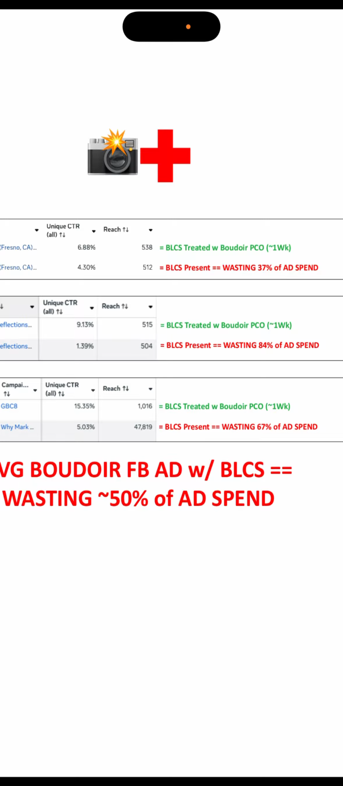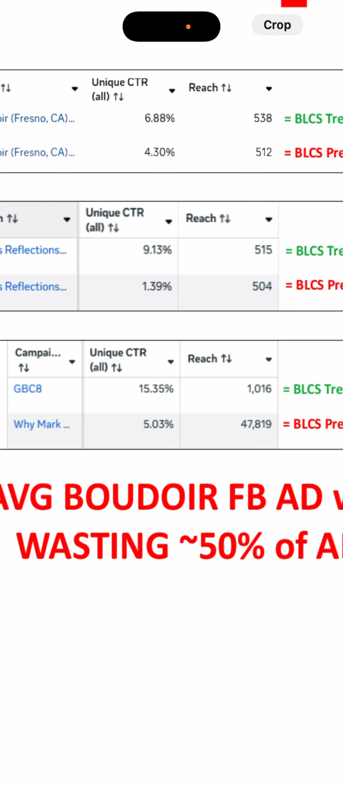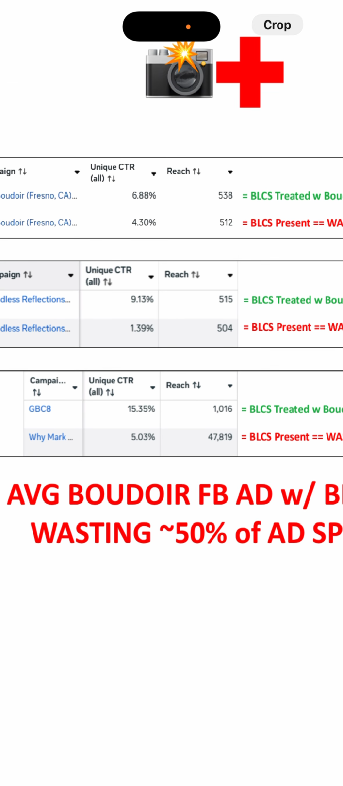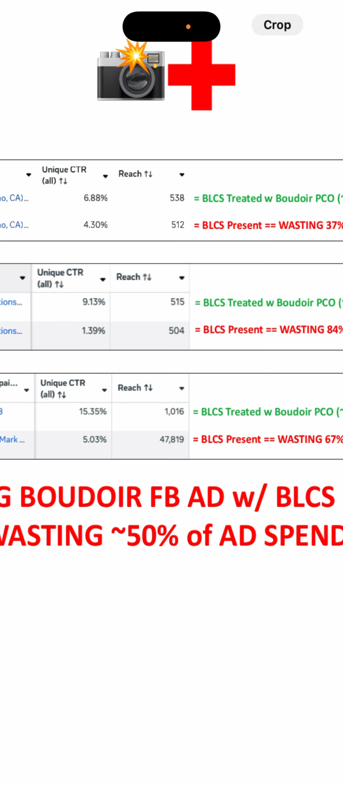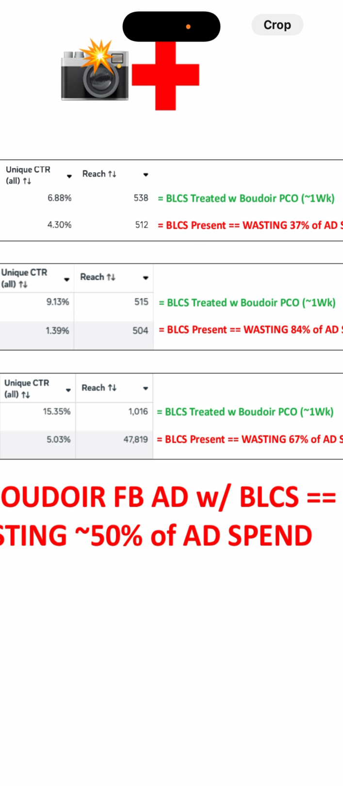It's literally $8,400 a month bonus profit every single month, 100 grand in the next year. Finally had a patient, his unique CTRL for his ad was at 5.03%. And okay, under 6%, we know that BLCS is present. And duplicated it. Traded with Boudoir Pico, takes about a week. Got his unique CTRL up to 15.35%.